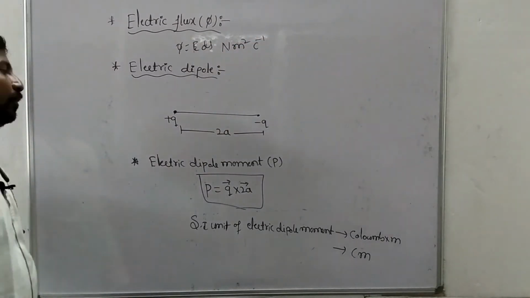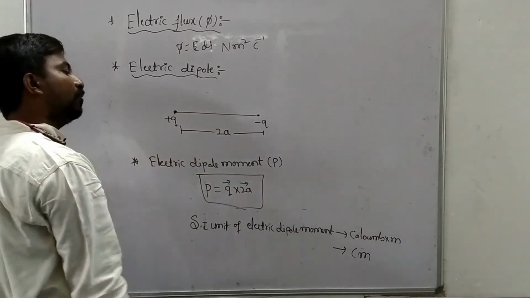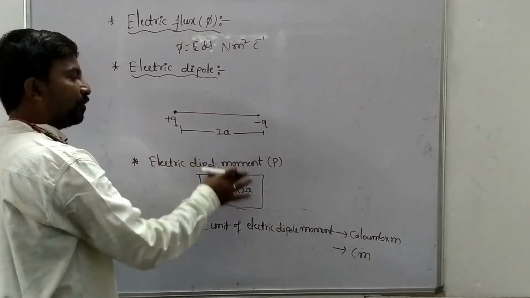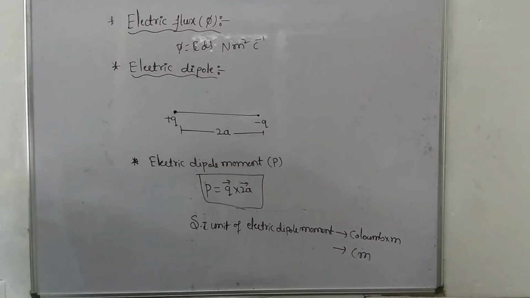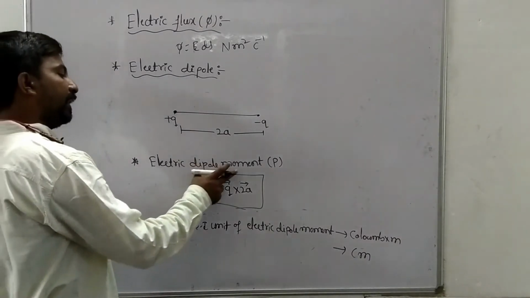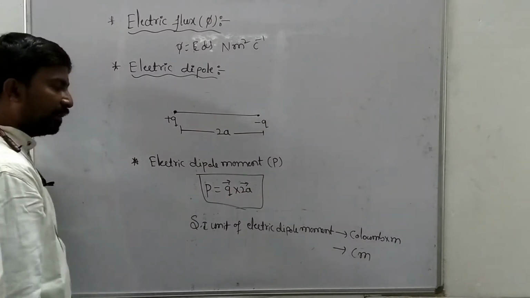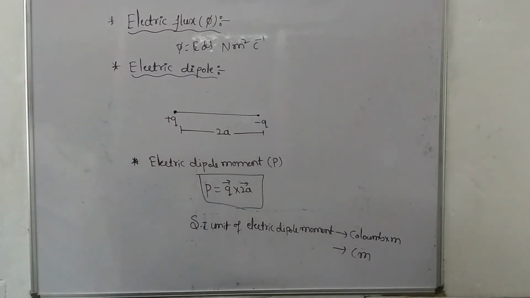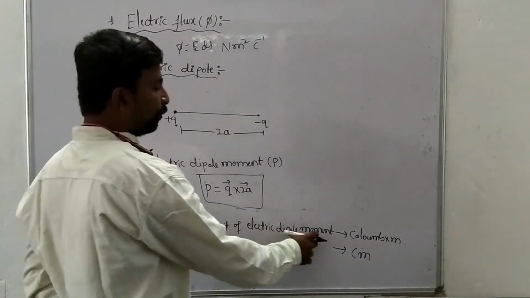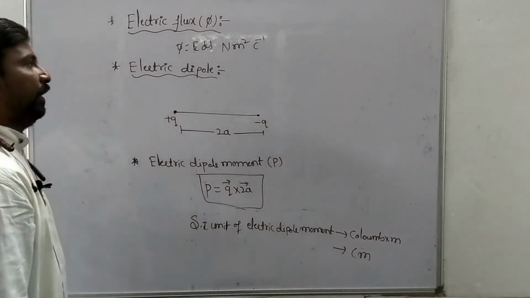Then electric dipole, the system of two equal and opposite point charges separated by a small distance is called what? Electric dipole. Next, electric dipole moment. The product of either charge and the separation of the distance is called what? Electric dipole moment. The SI unit of electric dipole moment is coulomb meter.